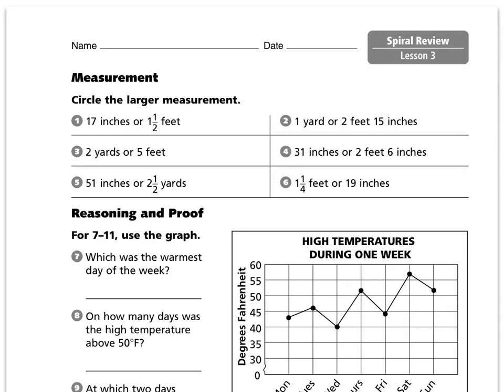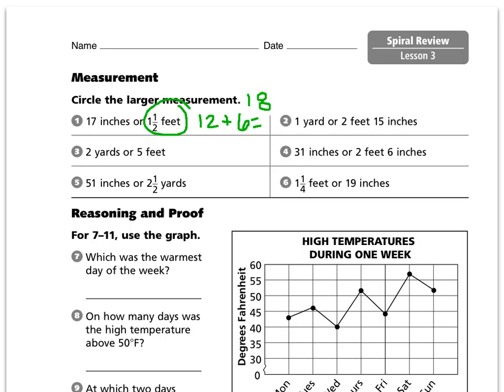Let's look at Chapter 10, Lesson 3 Review. Measurement. Circle the larger measurement. 17 inches or 1.5 feet. I'm going to convert 1.5 feet into inches, and that would be 12 plus 6, which is equal to 18. So I know that 18 is larger, so 1.5 feet is larger.